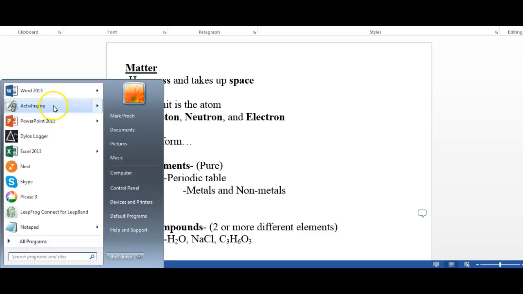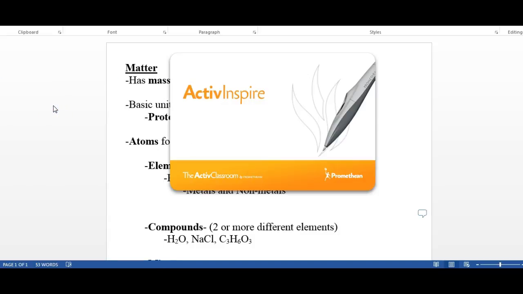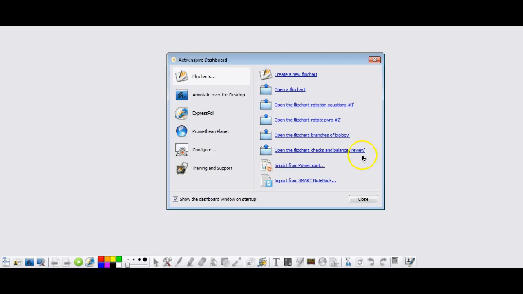Now, let me just get my pen ready here. It shouldn't take too long. Longer than I'd like.